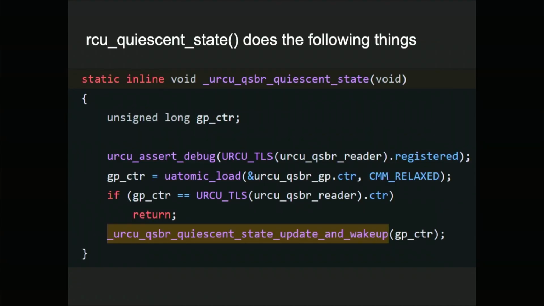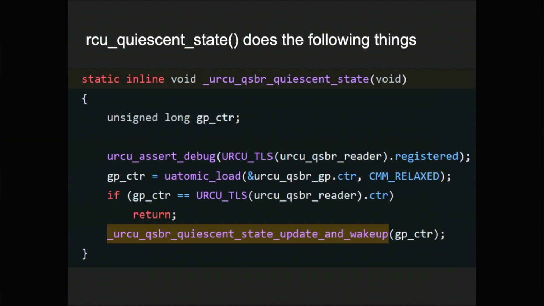Talk is cheap, so let me show you the code. The RCU quiescent state function does the following. First, it reads the global counter, CTR, into a local variable named GPCTR, which stands for grace period counter. Then, it loads the reader's counter from thread local storage. As you can see, you use a macro called RCU TLS, which is shorthand for thread local storage.